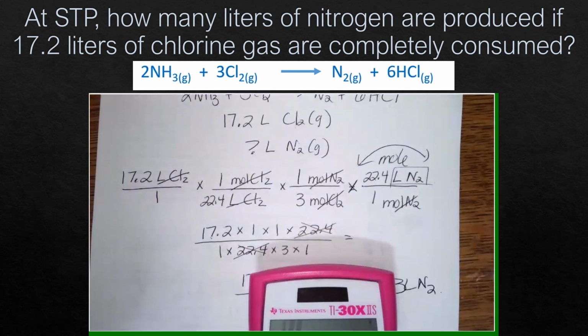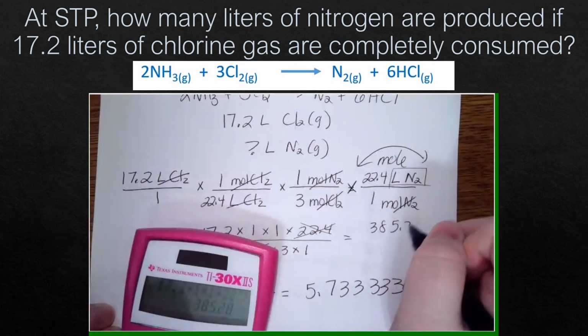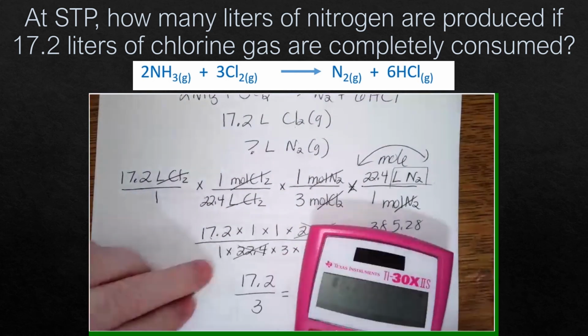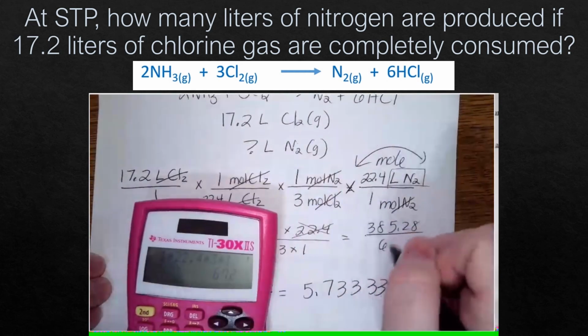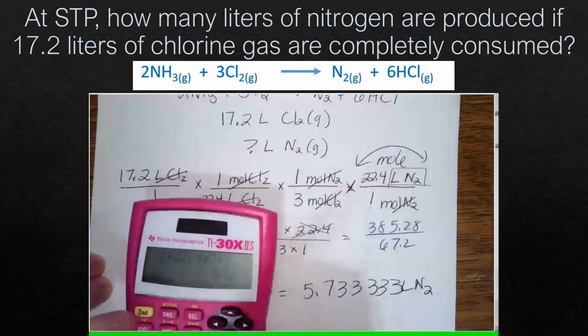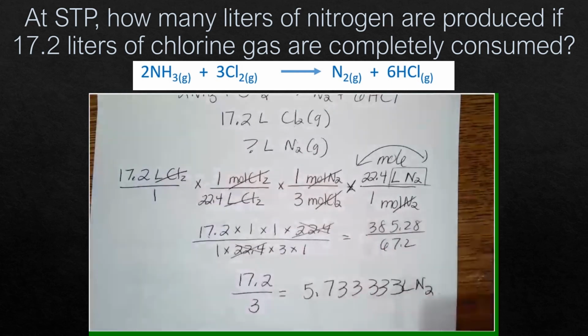So let me just show you, it would be the same if I hadn't done that. So if I just did 17.2 times 1 times 1 times 22.4, that would equal 385.28. And across the bottom, 1 times 22.4 times 3 times 1 equals 67.2. And then if I did 385.28 divided by 67.2, I would get literally what I got just here. So that was just faster.